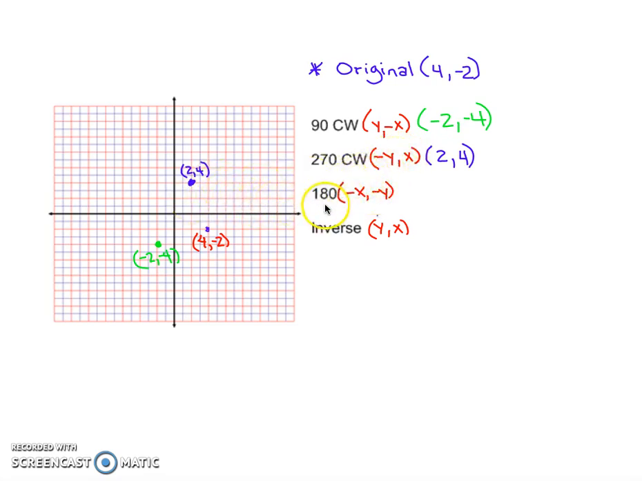A similar problem is 180 degrees. For this one, we have (-x, -y), so opposite x, opposite y. So I'm going to write my new coordinate. My original x was 4, so the opposite of 4 would give me -4. And the opposite of y, which was -2, would be +2.